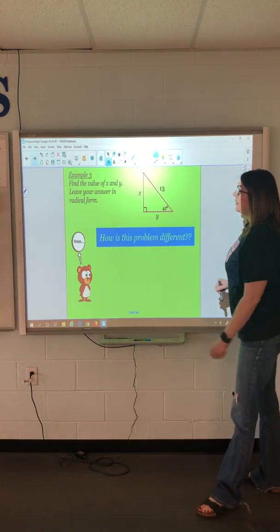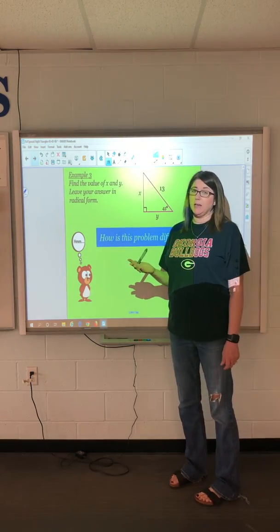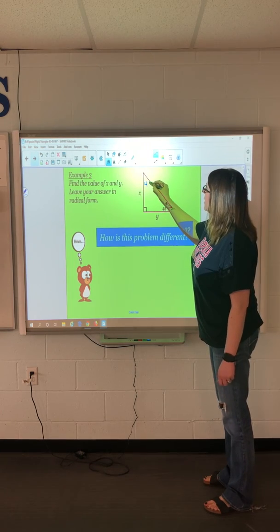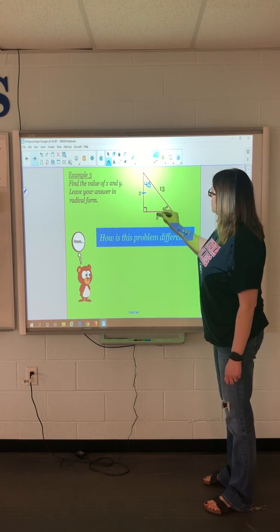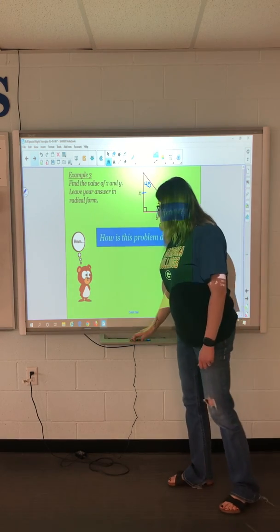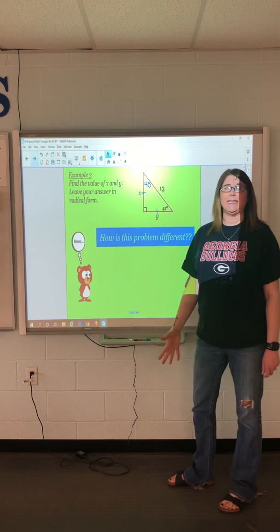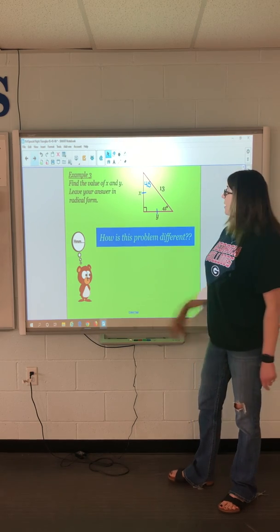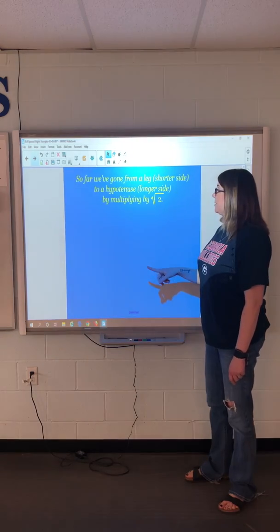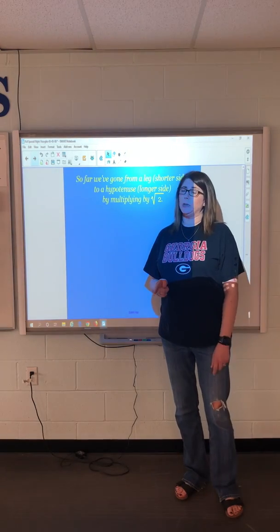All right, example 3. Same idea, we're going to find the value of x and y. So again, we have this 45, 45, 90 triangle. We know that these two sides are the legs, so they're going to be equal. But there is something different about this problem. Can you identify what it is? You might have noticed that they didn't give us a leg this time. They gave us the hypotenuse, which changes what we do a little bit.